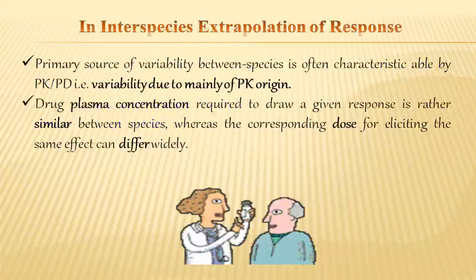Next application is in interspecies extrapolation of response. The primary source of variability between species is often characterizable by pharmacokinetic and dynamic model. The variability is mainly of pharmacokinetic origin. The drug plasma concentration required to elicit a given response is rather similar between species, whereas the corresponding dose for eliciting the same effect can differ widely.